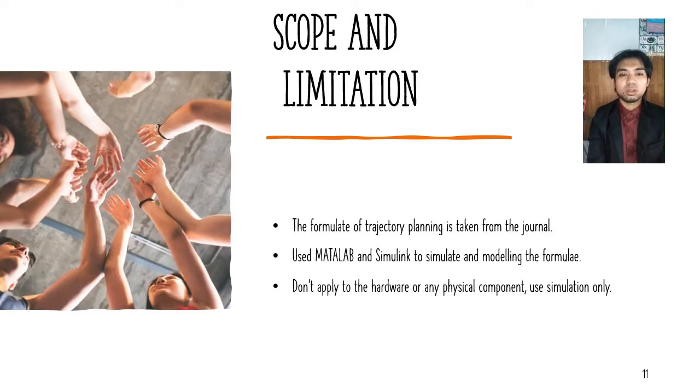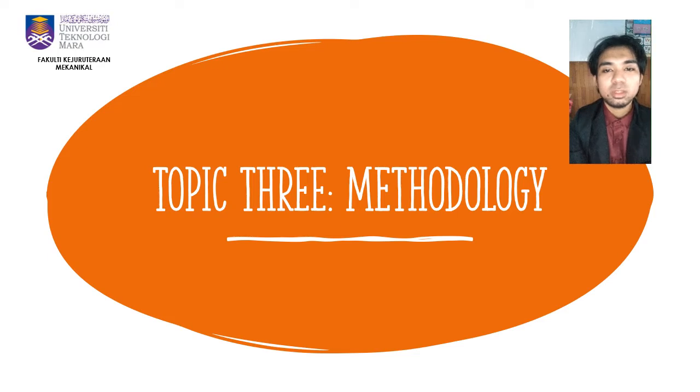Scope and limitation. We have 3 scope and limitations, which is first, the formula of trajectory planning is taken from the journal. Second, use MATLAB and Simulink to simulate and model the formulas. Third, do not apply to the hardware or any physical component. Use simulation only. 3. Methodology is the steps in the project for analysis and simulation.